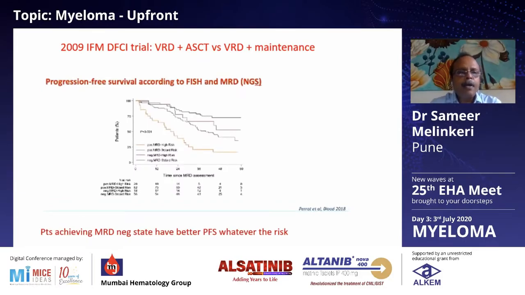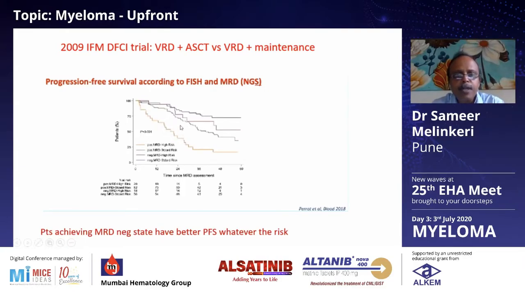So in the IFM 2009 with the Dana-Farber trial, which was VRD plus ASCT versus VRD plus maintenance, they noted that patients who achieved an MRD negative state have better PFS, whatever the risk in the beginning. So if you have a patient who has a standard risk and is MRD negative, will have the best response. And if you have a patient who is high risk and has positive MRD, would be the worst response.